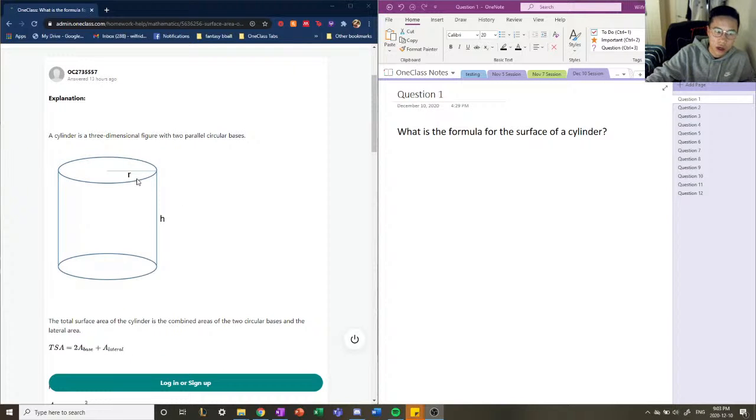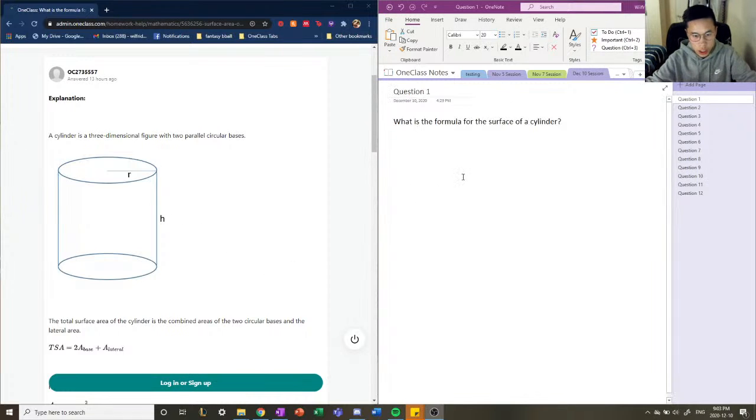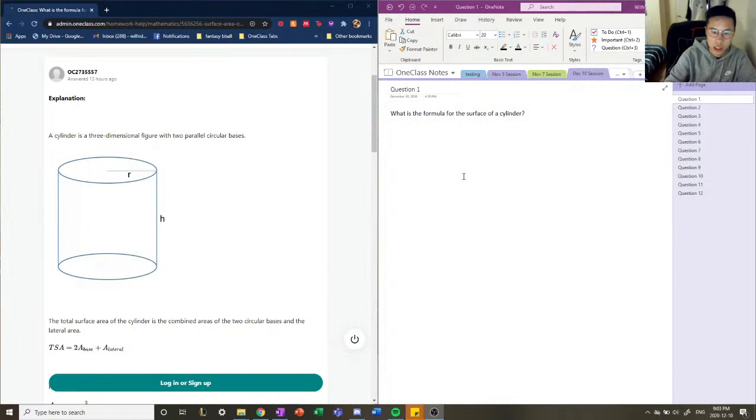So the surface area of a cylinder, if we think about it, is going to be the area of these two parallel circles, and then the area of this lateral surface that is wrapped around between these two parallel circles. Okay. So if we were to split it up, this is what it would look like. So let me try to draw a cylinder for you guys first.